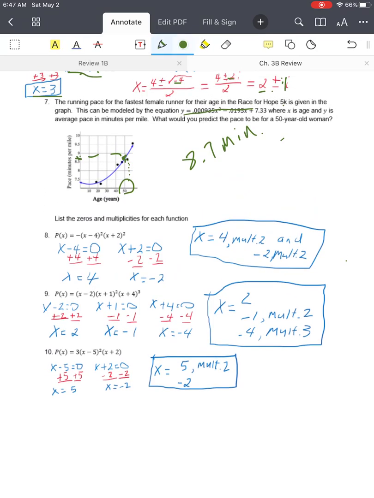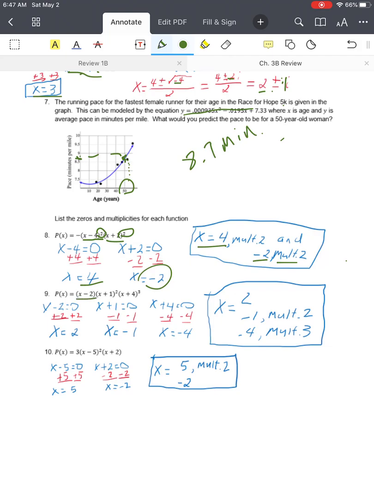Problem number 8. I think we've gotten to the bottom down here. 8, 9, and 10. All we're doing is listing the zeros and multiplicities for each function. So we're going to set the x minus 4 equal to 0 and solve. You get positive 4. So there's 4, but then you look at its exponent. That 2 right there means that it has a multiplicity of 2. And the same thing with the x plus 2 equal to 0. You get negative 2, and it has an exponent of 2, so it's a multiplicity of 2 also. All right, next problem.